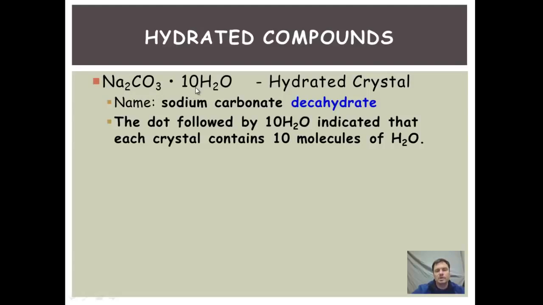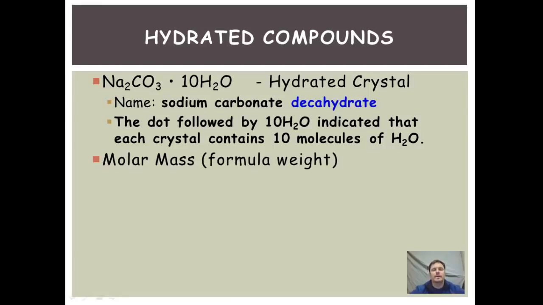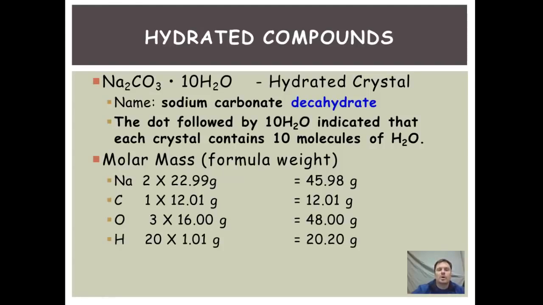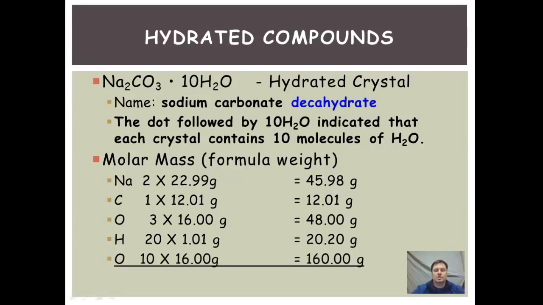If we're talking moles, it's 10 moles of water to 1 mole of sodium carbonate. Okay, so figure out the formula weight. First thing we need to do is figure out the sodium carbonate. We've got two Na, 1 carbon, 3 oxygens. Now we must include the water. Well, I have 20 hydrogens, 10 times 2 is 20, and I have 10 oxygens.